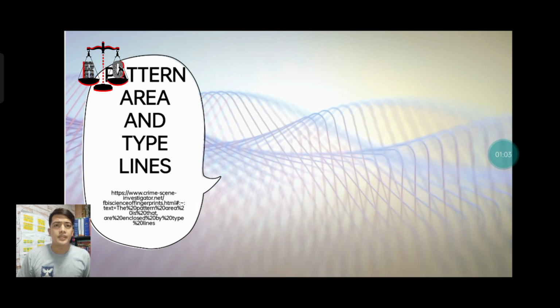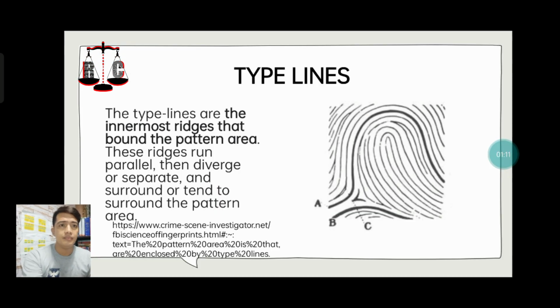So, with that, let us proceed to our discussion proper about pattern area and typelines. Now, what is a typeline? The typelines are the innermost ridges that bound the pattern area. These ridges run parallel, then diverge or separate and surround or tend to surround the pattern area.